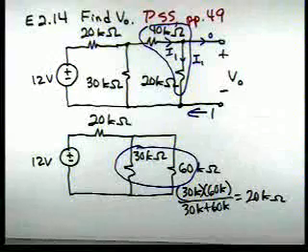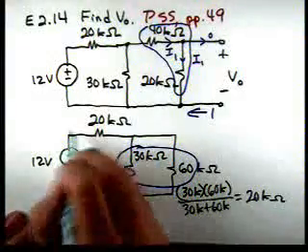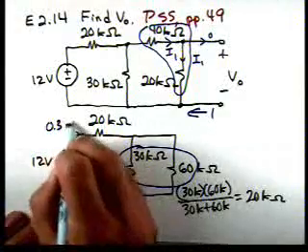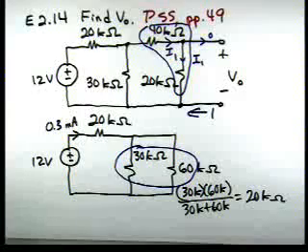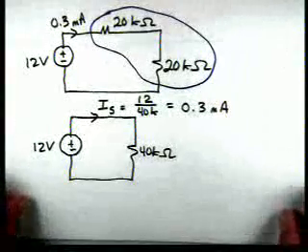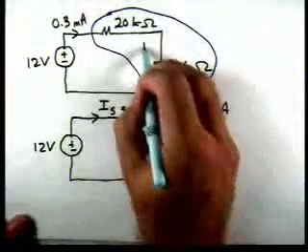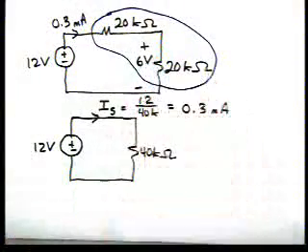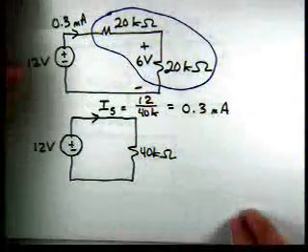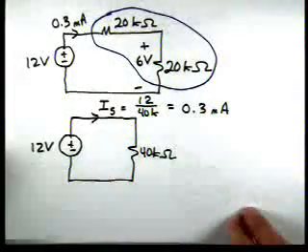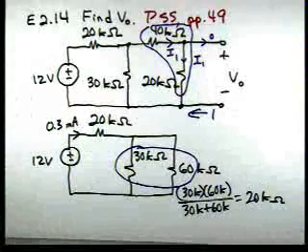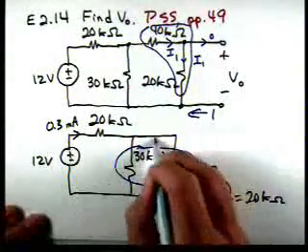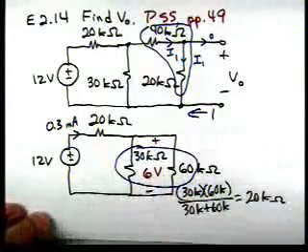So if we go back to this circuit, this is also 0.3 milliamps. And another thing that we can do, if we look at this circuit, for instance, we know that that voltage is 6 volts. We can get that just from Ohm's law. We have 20K times 0.3 milliamps. So if we look at this circuit, then this voltage is 6 volts.